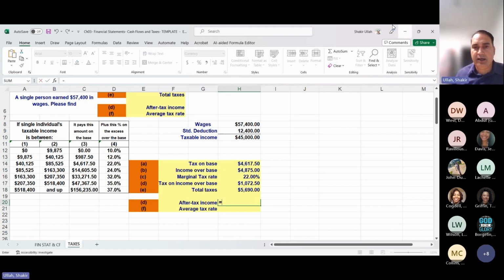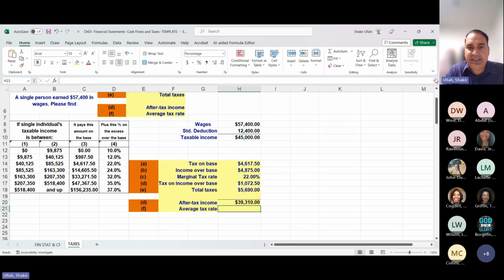Of course, the total income was 45,000, and we just found the total tax liability, which is $5,690. So the after-tax income for this person is $39,310. Now, the next question would be: even though this person is in the 22% tax bracket, is he really paying 22% tax? No, actually, because for the previous lower two brackets, this person was paying a lower tax rate. So what is his average tax rate?